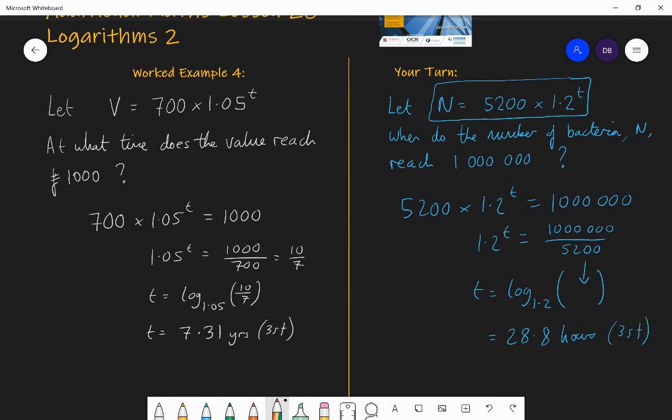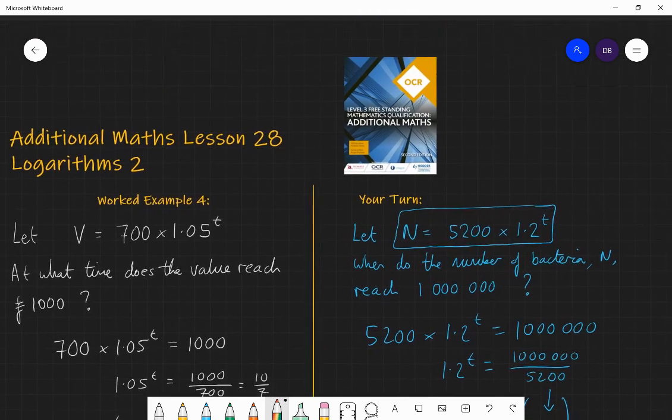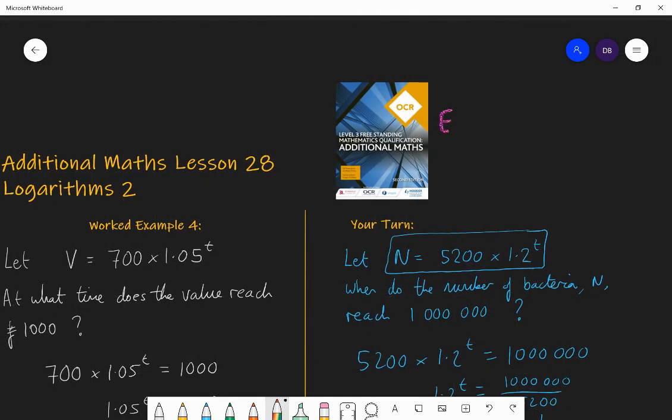Okay, if you got that right, superb. What you should do now is practice all different types of these questions. There are some lovely questions in exercise 12.4 of this textbook, so the fourth exercise in chapter 12. And so practice until you feel fluent in using logarithms to solve equations where the unknown is in the power. Okay, off you go and enjoy.